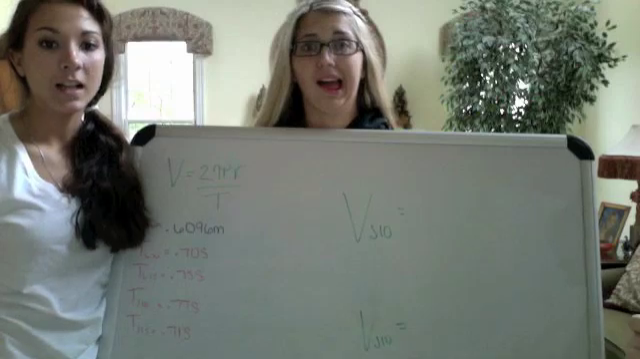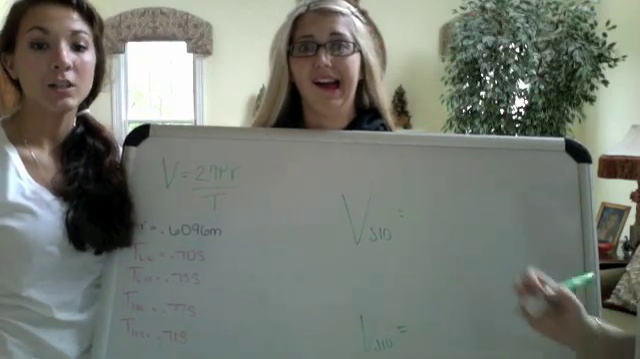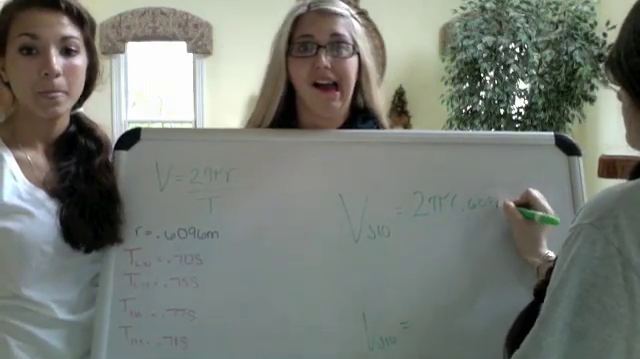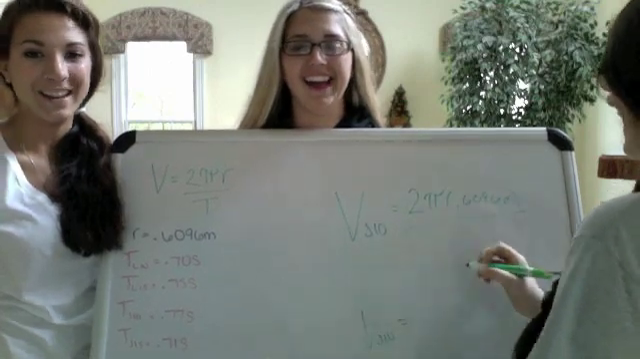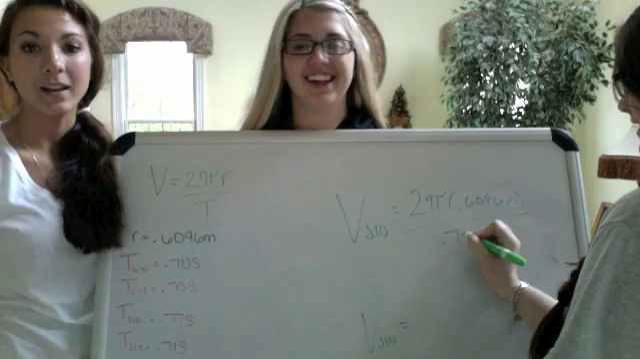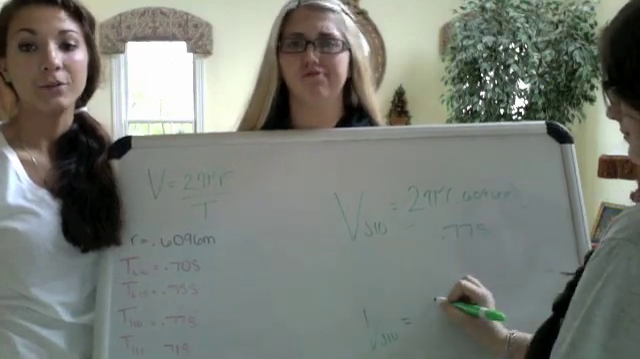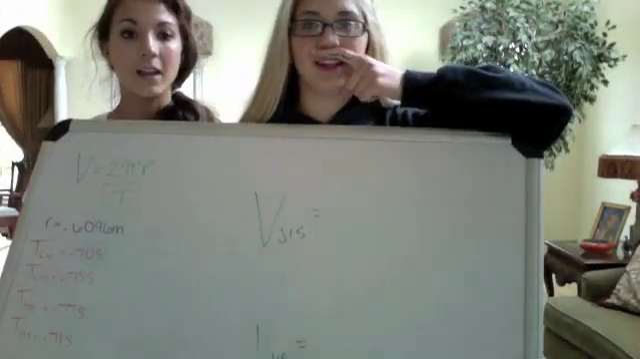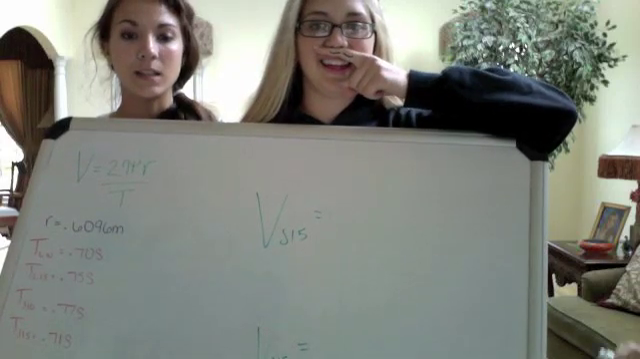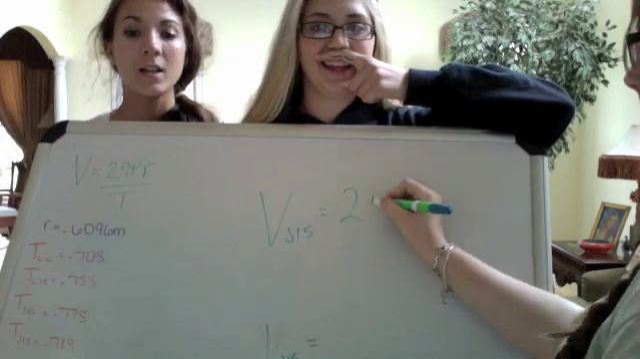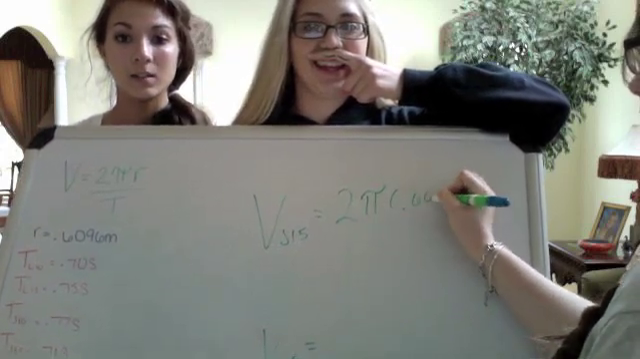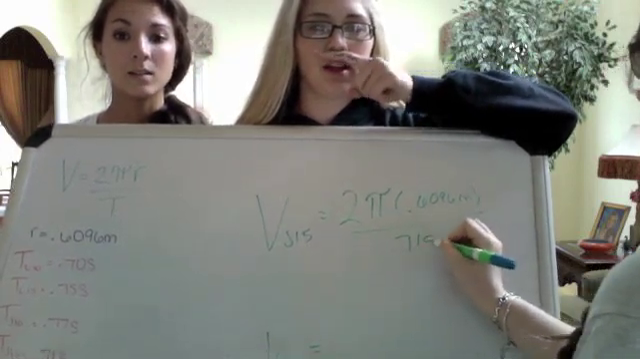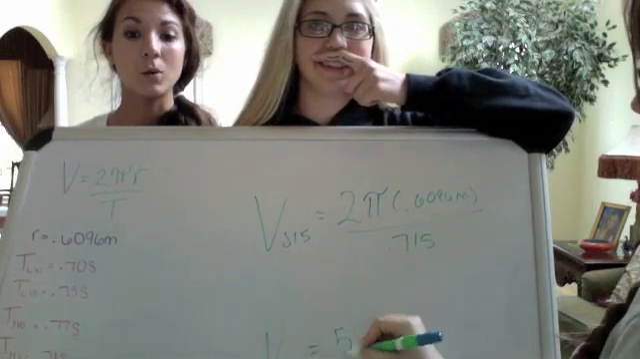To find Jackie's velocity in 10 seconds, you will multiply 2 pi and 0.6096 meters, then divide by 0.77 seconds, and your answer will be 5.0 meters per second. To find Jackie's velocity in 15 seconds, you multiply 2 pi and 0.6096 meters, and then you divide by 0.71 seconds, and your answer is 5.4 meters per second.